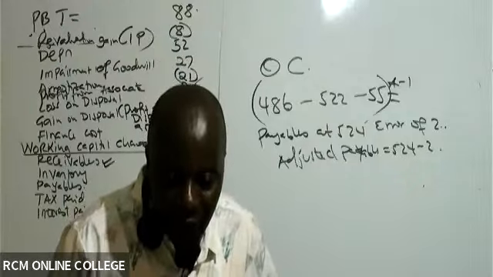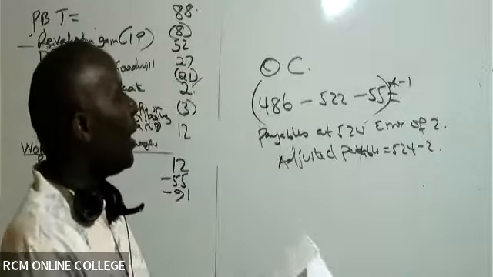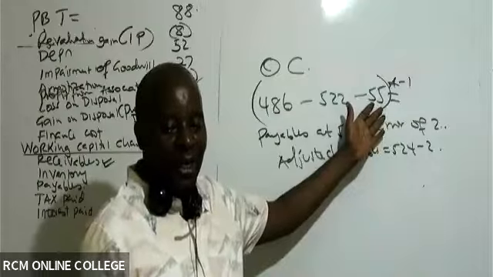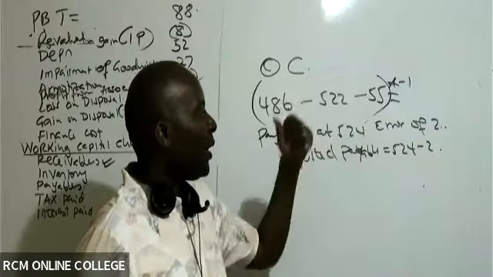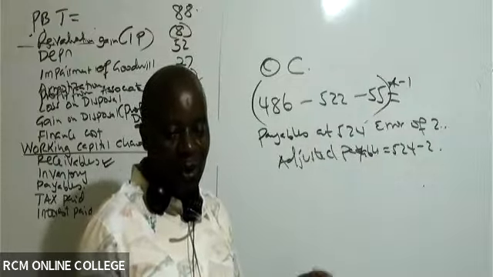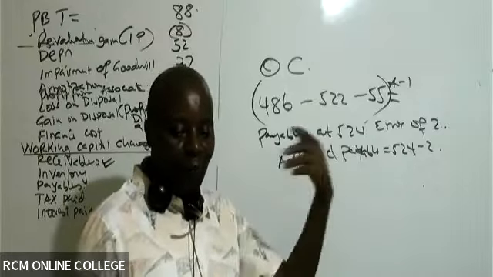55. Vincent, what is that for? Subsidiary disposed. Remember we take opening minus closing minus subsidiary. The subsidiary disposed, it had in this case here a payable of 55.